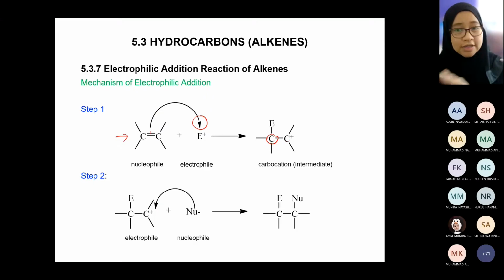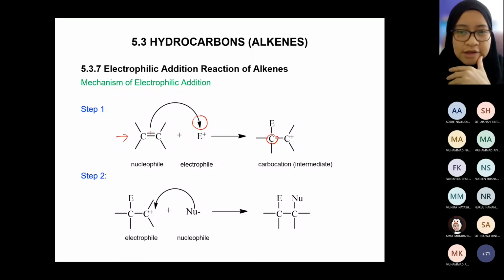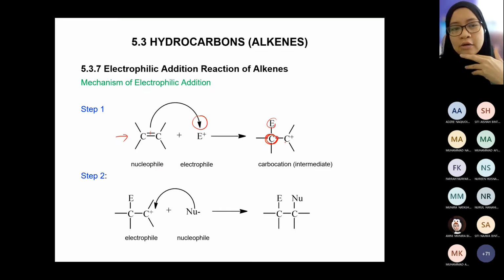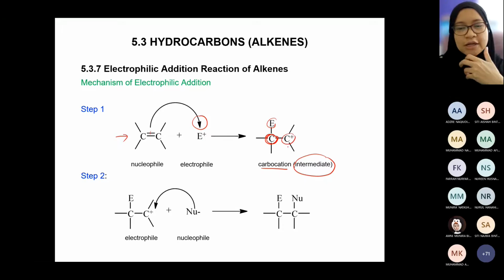But how about the other carbon? So the other carbon tu dia kena hold down first, sebab dia step by step kan. So it will become a carbocation, sebab yang di-add first dulu for this carbon only. This carbon will later on kita akan add with another species, which is the nucleophile. So this is what we call a carbocation. This is the intermediate, guys, the intermediate of this reaction. So dia masukkan satu, so here will become the carbocation.